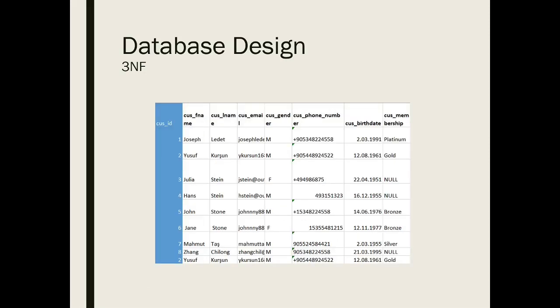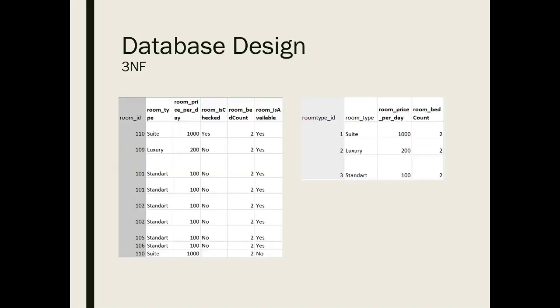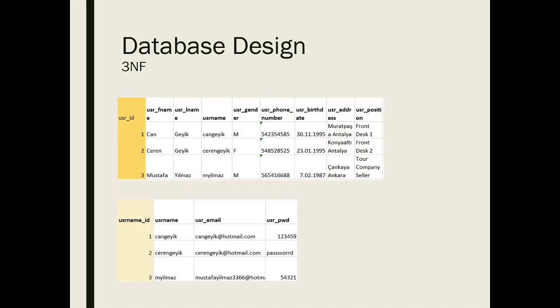Moving to the third and final step of normalization, the customer table is the same as in the second normal form. The reservation table is also unchanged. A new table called the room type table is created. It holds the information about different room types in the hotel. The user table is separated in this step, and another table dedicated to the login information of the users is created. The creation of these new tables eliminates the transitive functional dependencies and reduces redundancies.